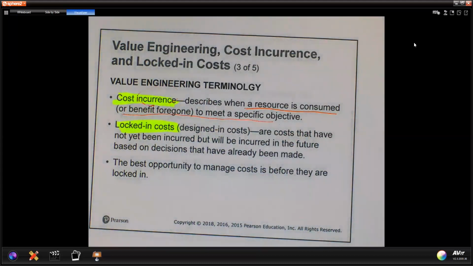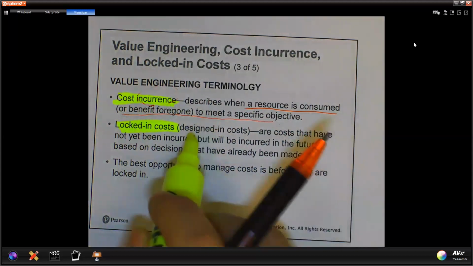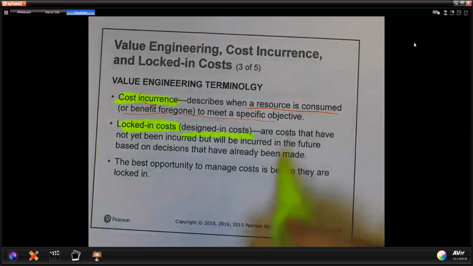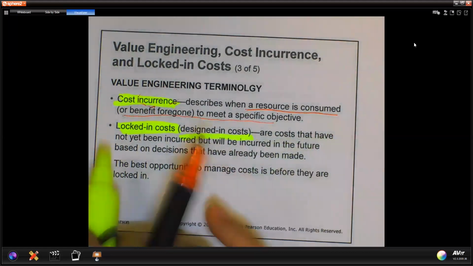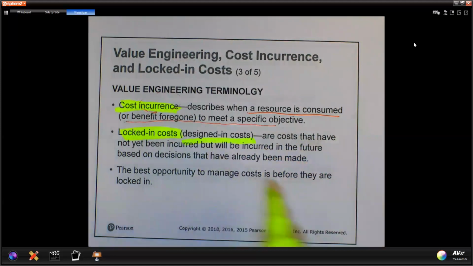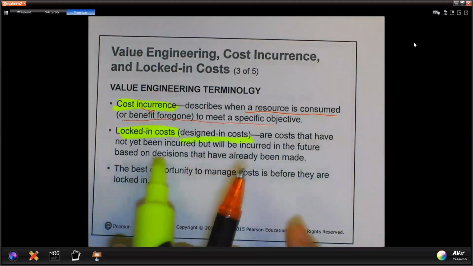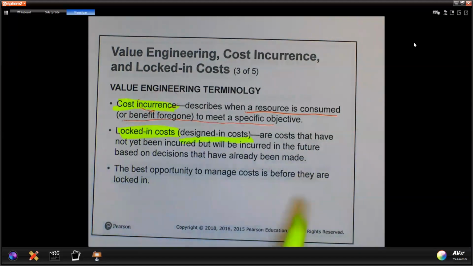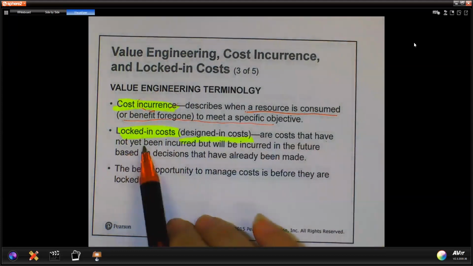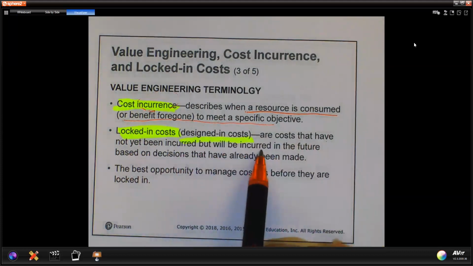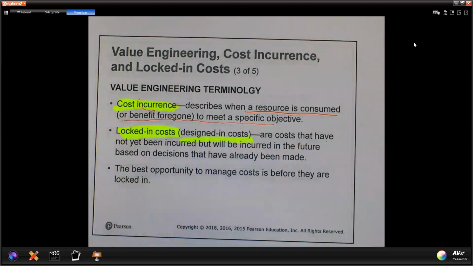What's the meaning of locked in cost? It's also called design in cost. They are the costs that have not yet been incurred but will be incurred in the future based on decisions that have already been made. Oh my goodness, this is a long sentence and I know each word, I just don't know the meaning of this sentence. I need your help. What's the meaning of costs that have not yet been incurred but will be incurred in the future? Think about what that is.